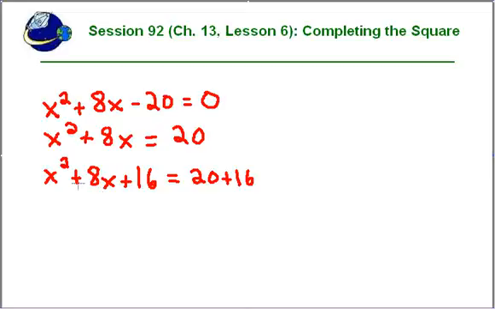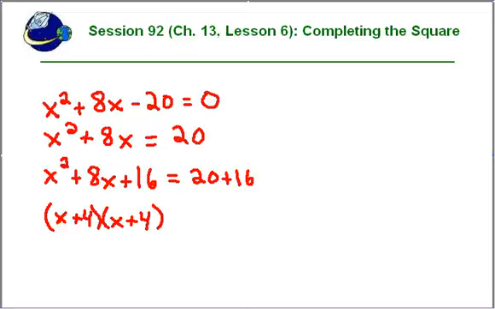So now let's go ahead and actually factor the left side of this equation. x squared plus 8x plus 16. Well, if I factor that into the two binomials, we're going to have x and x. That takes care of our x squared. And then we're also going to have a plus 4 and a plus 4. And what that's going to give us is our middle term. We're going to have x squared plus 4x plus 4x. 4x plus 4x is 8x. And then 4 times 4 is 16.